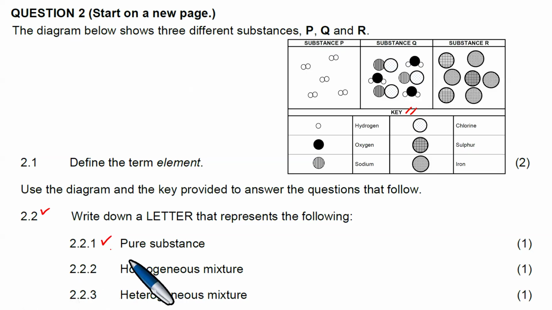Okay, so we defined an element. Write down a letter that represents the following: a pure substance. Which one is a pure substance? Is it P or Q or R? Which one is pure? I'm sure you did this before. Which one do you think is pure? Is it P or Q or R? What do you think, Paul? Maybe you've never seen this before.